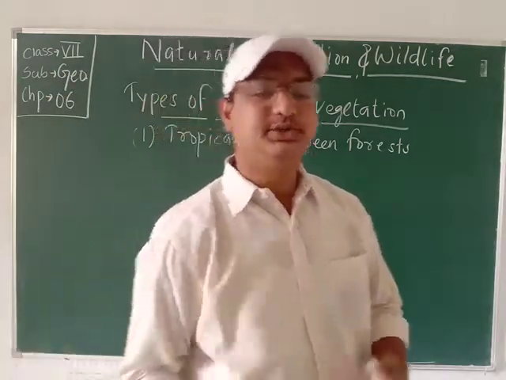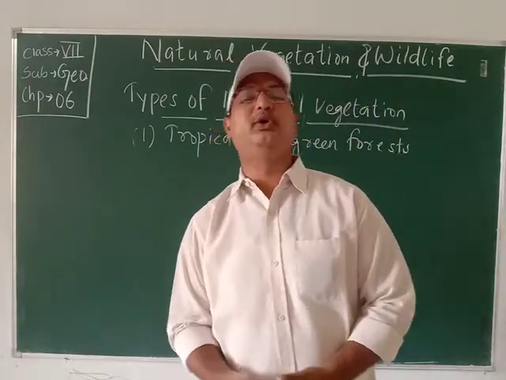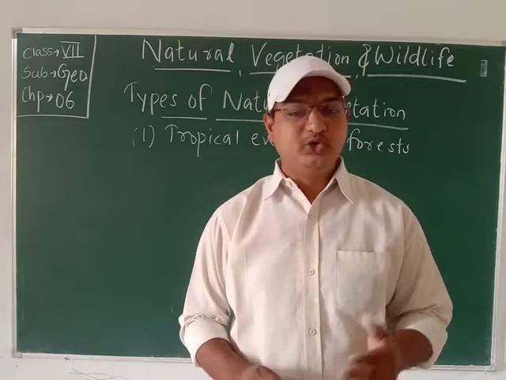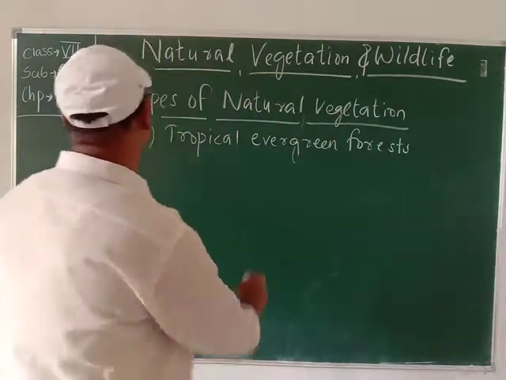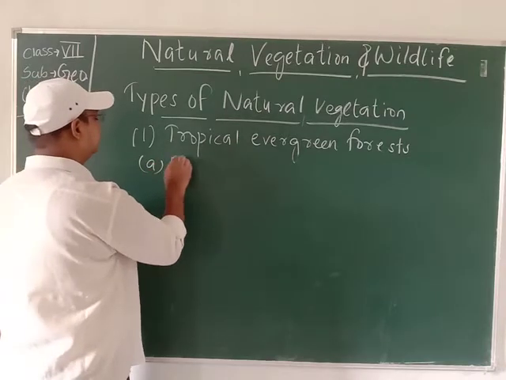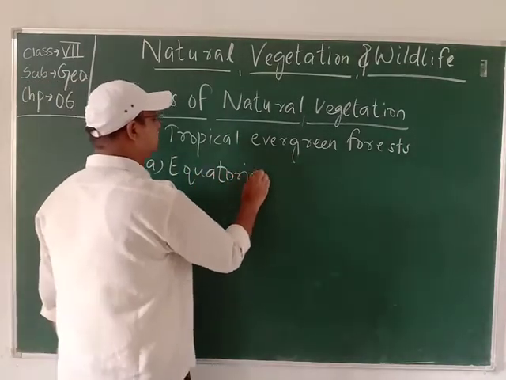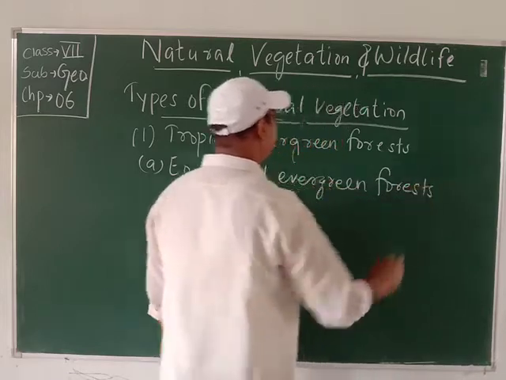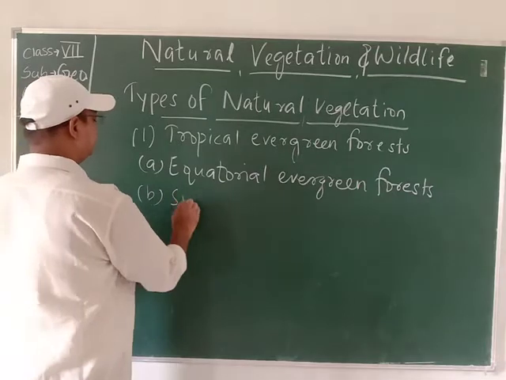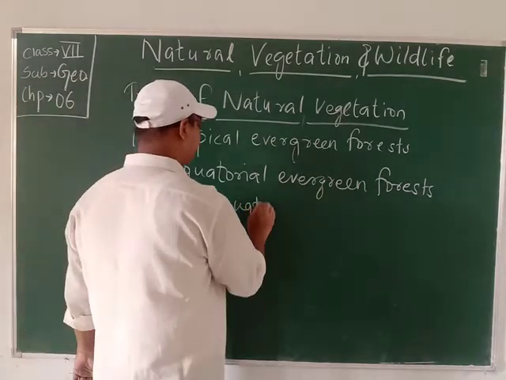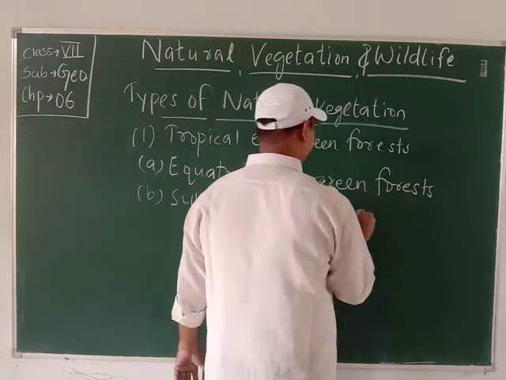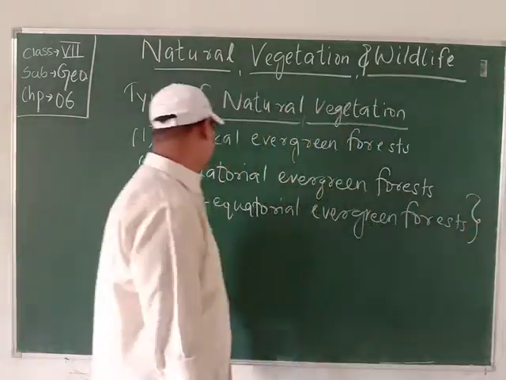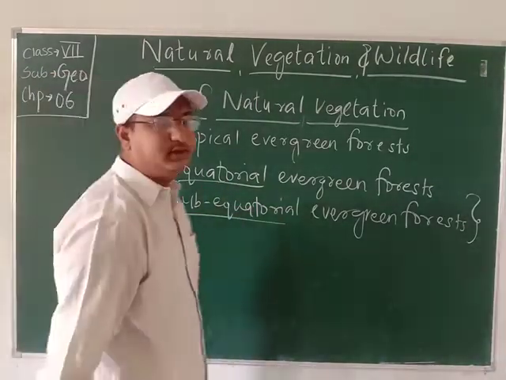They have wildlife along with different types of vegetation and plants also. On the basis of the amount of rainfall, temperature and variety of vegetation, tropical evergreen forests are divided into equatorial evergreen forest and sub-equatorial evergreen forest. Students, it has been further divided into the equatorial evergreen forest and the second one, the sub-equatorial evergreen forest. Okay students, just listen. There is equatorial and sub-equatorial.